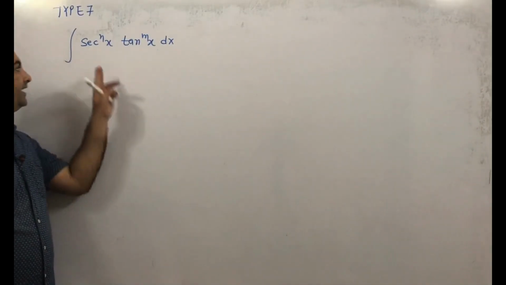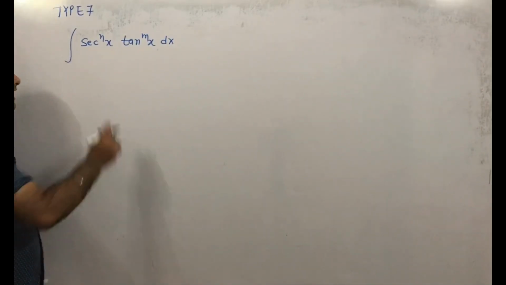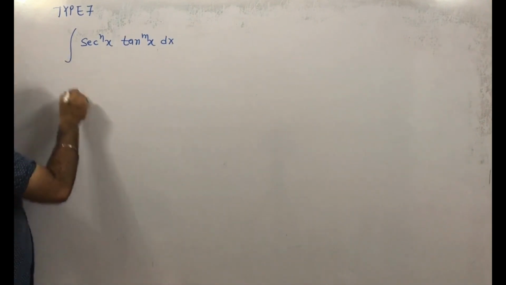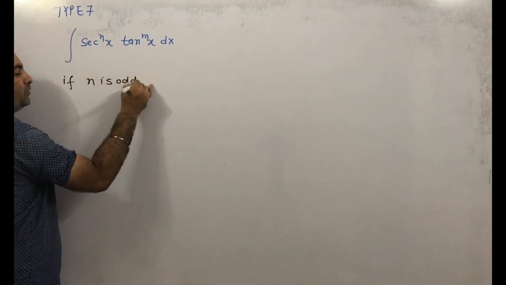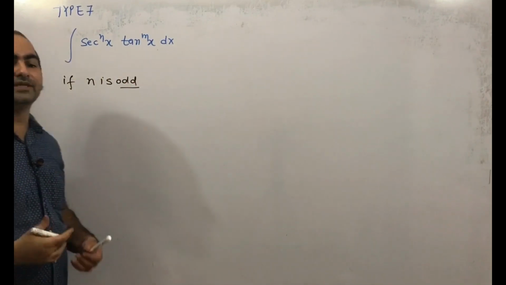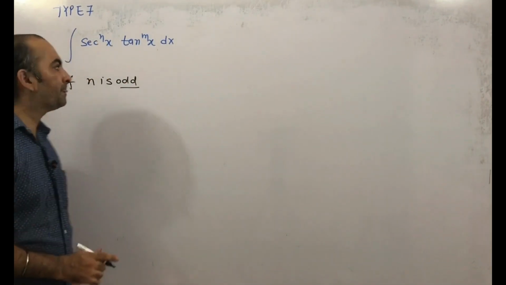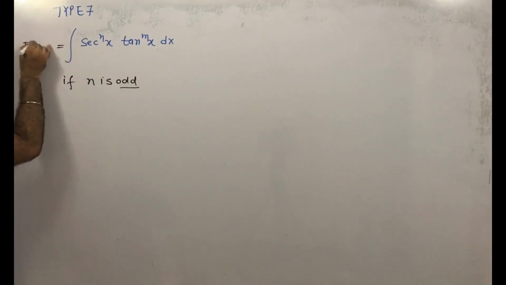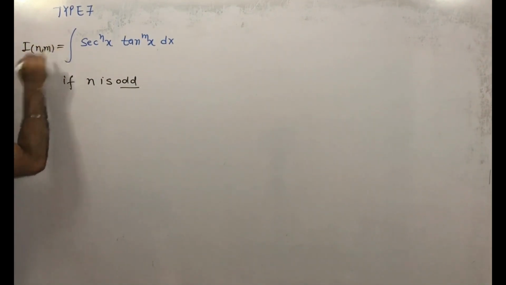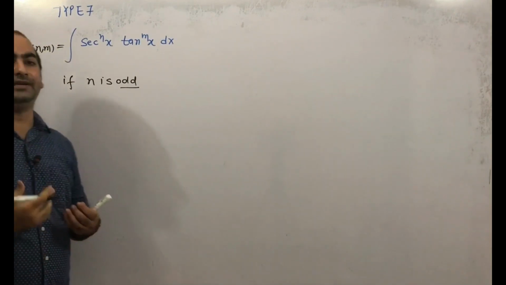We discussed the case when n is even, but if n is odd, then how do we integrate? There are two methods. In the first method, we assume this integral as I(n, m), and we will find a relation.